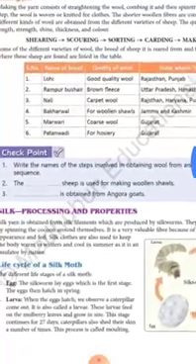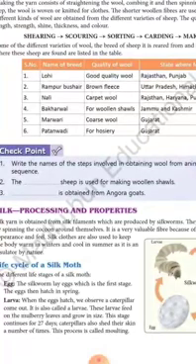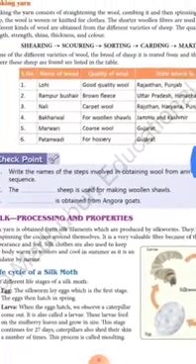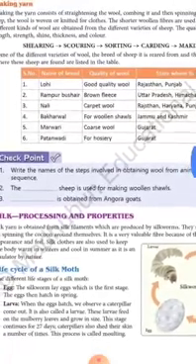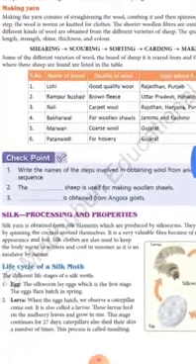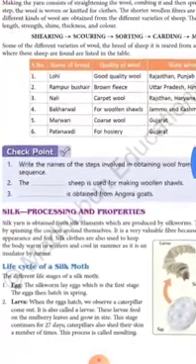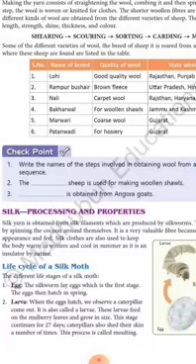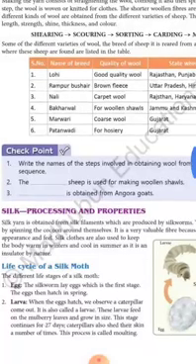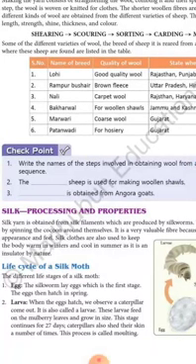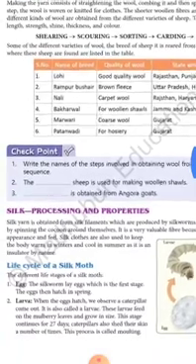Number 1. Write the names of the steps involved in obtaining wool from animals. The answer will be shearing, scouring, sorting, carding and making yarn. Number 2. The dash sheep is used for making woolen shawl. The answer will be Bhakarwal sheep is used for making woolen shawl. Number 3. Dash is obtained from Angora goats. Mohair wool is obtained from Angora goats.